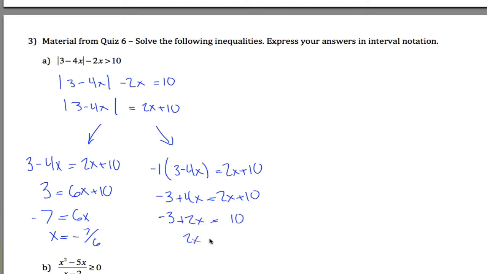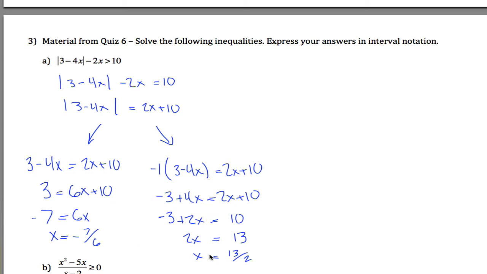Add 3 to both sides, and we get x equals 13/2. Did I screw anything up? I'm surprised these are all fractions. I guess I just felt mean when I wrote this quiz and threw fractions in there. That's fine. We can deal with fractions.